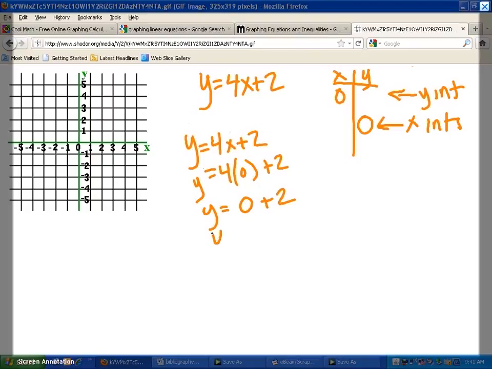Okay, and y is equal to 2. And so now I have a point that I can graph. 0, 2 is right here. Okay, now I want to solve for the x-intercept.